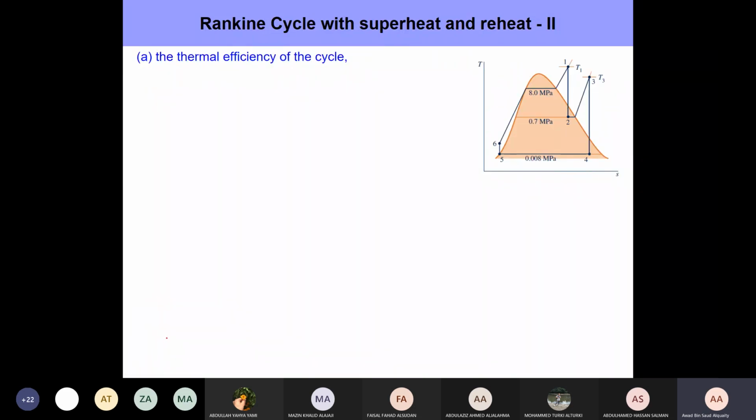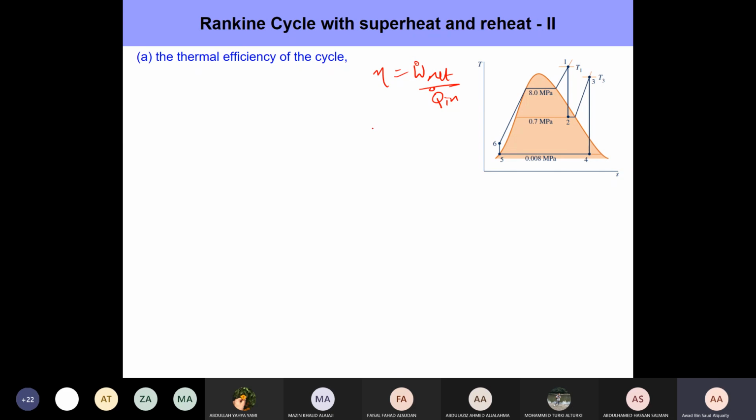If you want to determine the thermal efficiency of the cycle, which is basically the net work output divided by heat input, we need to get some enthalpies, right? Without that, it's not possible to determine the thermal efficiency. Although we know the temperatures and the pressures at some states, we have no clue about the enthalpies. So that's the first thing that you've got to do.